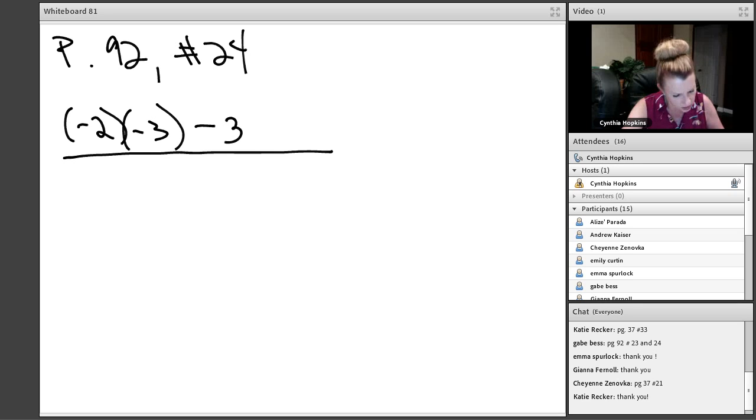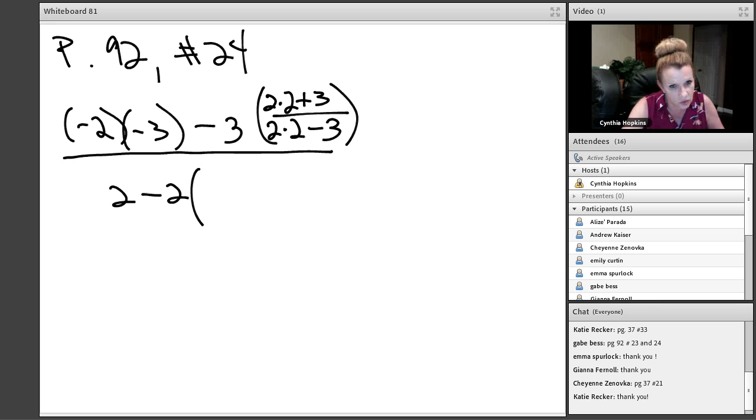minus y, so that's 3, the quantity, and there's a fraction here. It's 2x, so I'm going to write 2 times 2, plus y, so that's plus 3. Denominator, 2x, so 2 times 2, and then minus y, so minus 3. Okay, in the denominator, it says x minus x, so 2 minus 2, the quantity. So we'll talk about that 2 minus 2 in a minute. Then in the fraction, I have 2 plus 2 times 3. Denominator, 3 minus 2 times 2.